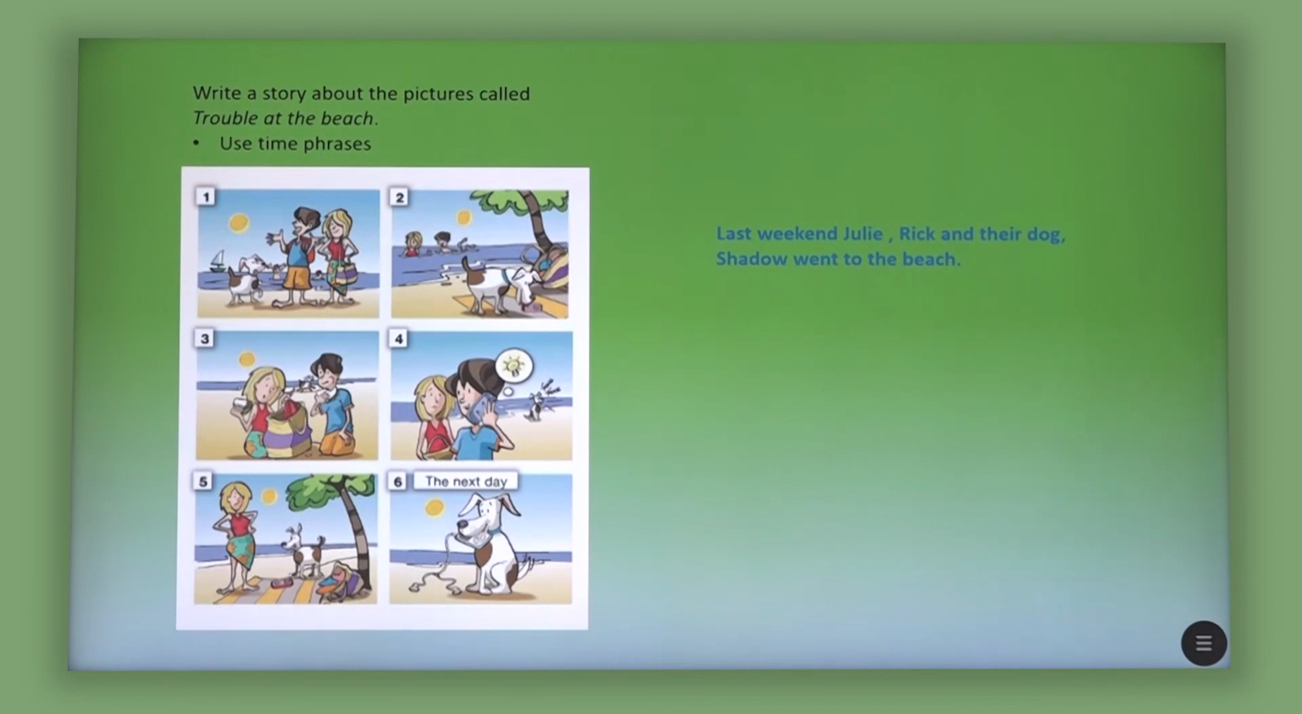Now, you are going to write a story about the pictures. The story is called Trouble at the Beach. You can start the story like: last weekend, Julie, Rick, and their dog Shadow went to the beach. Now go through each picture and write sentences for each one, then make a story, of course using the time phrases. This is all for today.